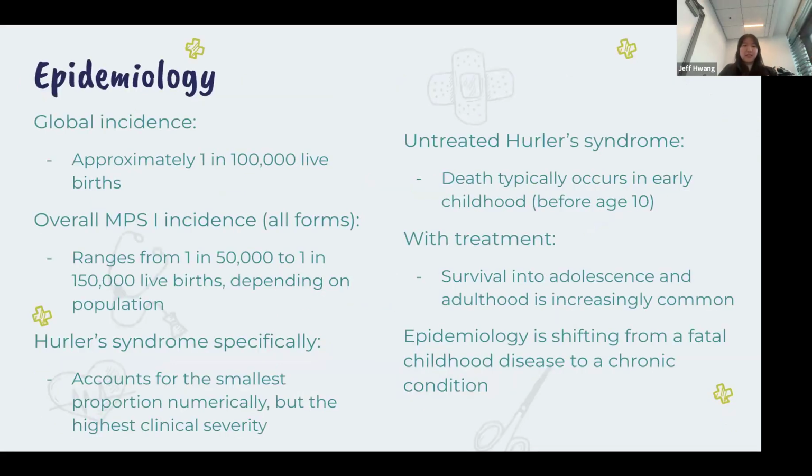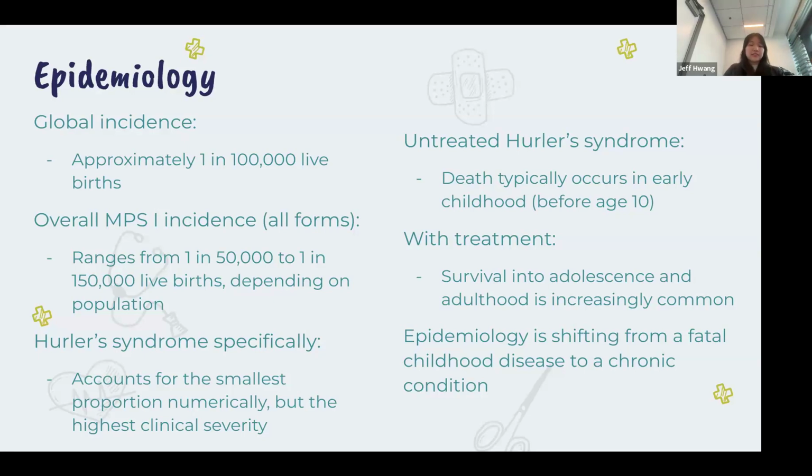In this slide, I'll be talking about the epidemiology. So Hurler's disease is rare, affecting about 1 in 100,000 live births worldwide. When you include all forms of MPS1, including milder cases, the numbers range from about 1 in 50,000 to 1 in 150,000 live births, depending on the population.